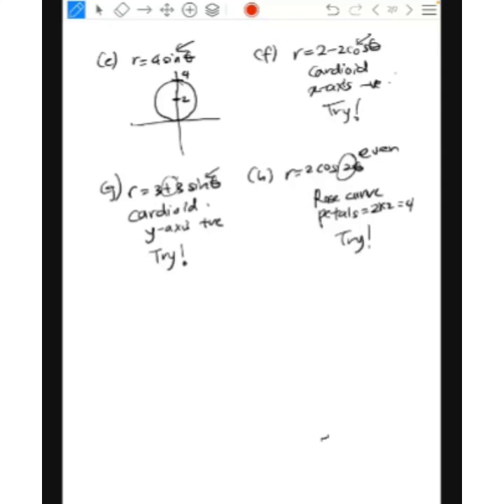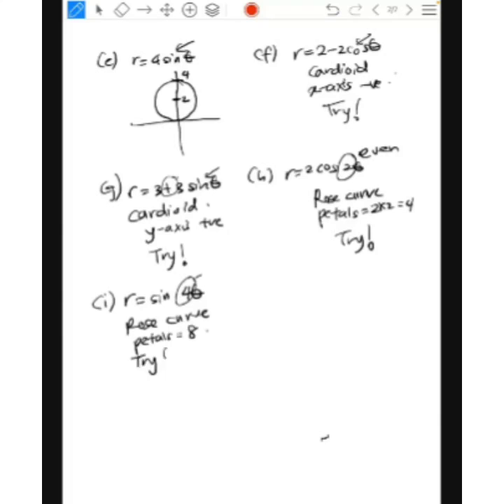R equals sine 4 theta. Also, there's a 4 here, so it is a rose curve again. Now the petals have 4 times 2, which is 8. Okay, you may try. Try to sketch 8 petals evenly on the graph.